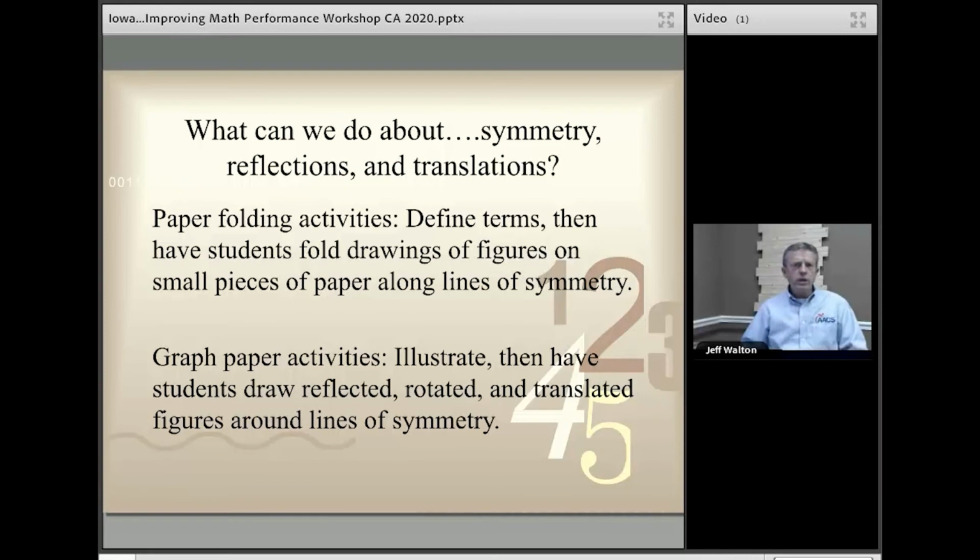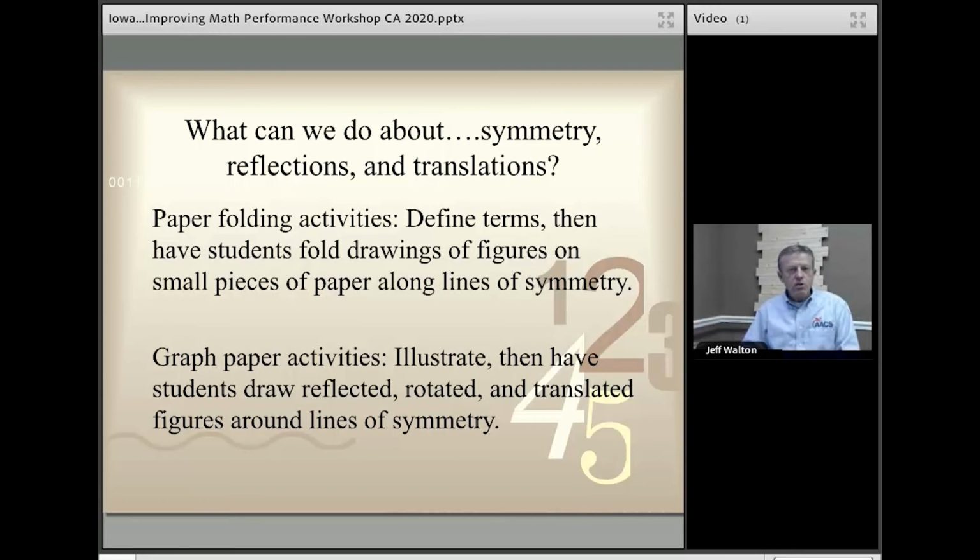What can we do about symmetry, reflections, and translations? Again, those words won't be used in the test documents, but they will ask students questions about what happens when you flip a figure across this line, which would be an illustration of a reflection. What happens if you pick up and move this figure from one side of the line to the other, which would be an illustration of a translation? What happens if you fold this figure right in the middle, which would be an application of the ideas of symmetry?